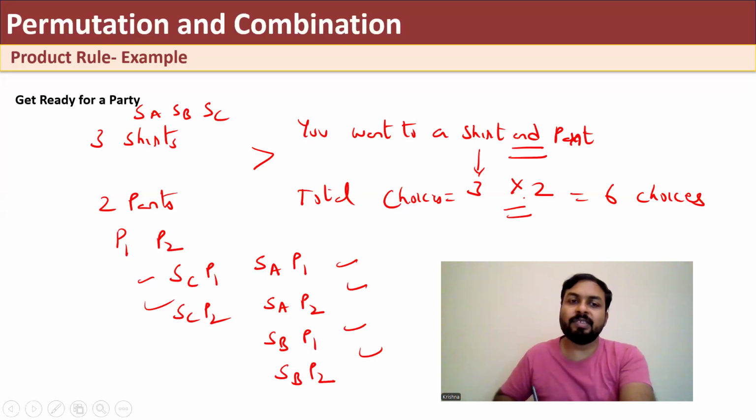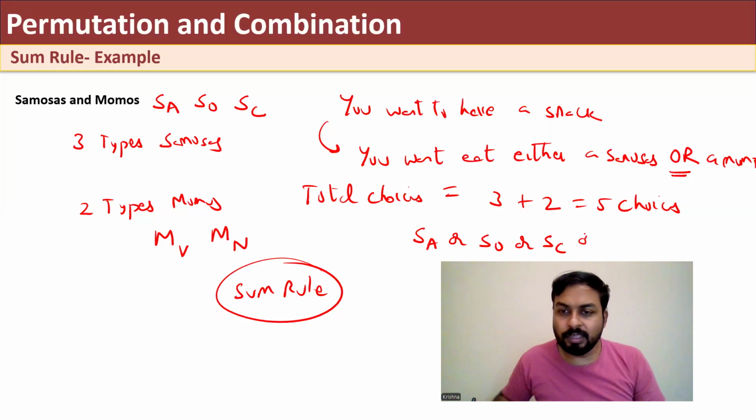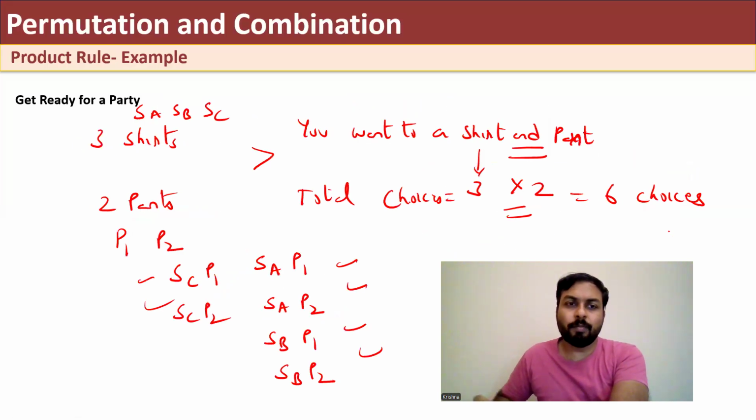Whereas in scenarios like the previous one, where you have to do either this or that, you will add the choices. In the samosas and momos example, the five choices are: you can have aloo samosa, or onion samosa, or chicken samosa, or veg momos, or non-veg momos. All right, so these were two small examples to understand the sum rule and product rule.